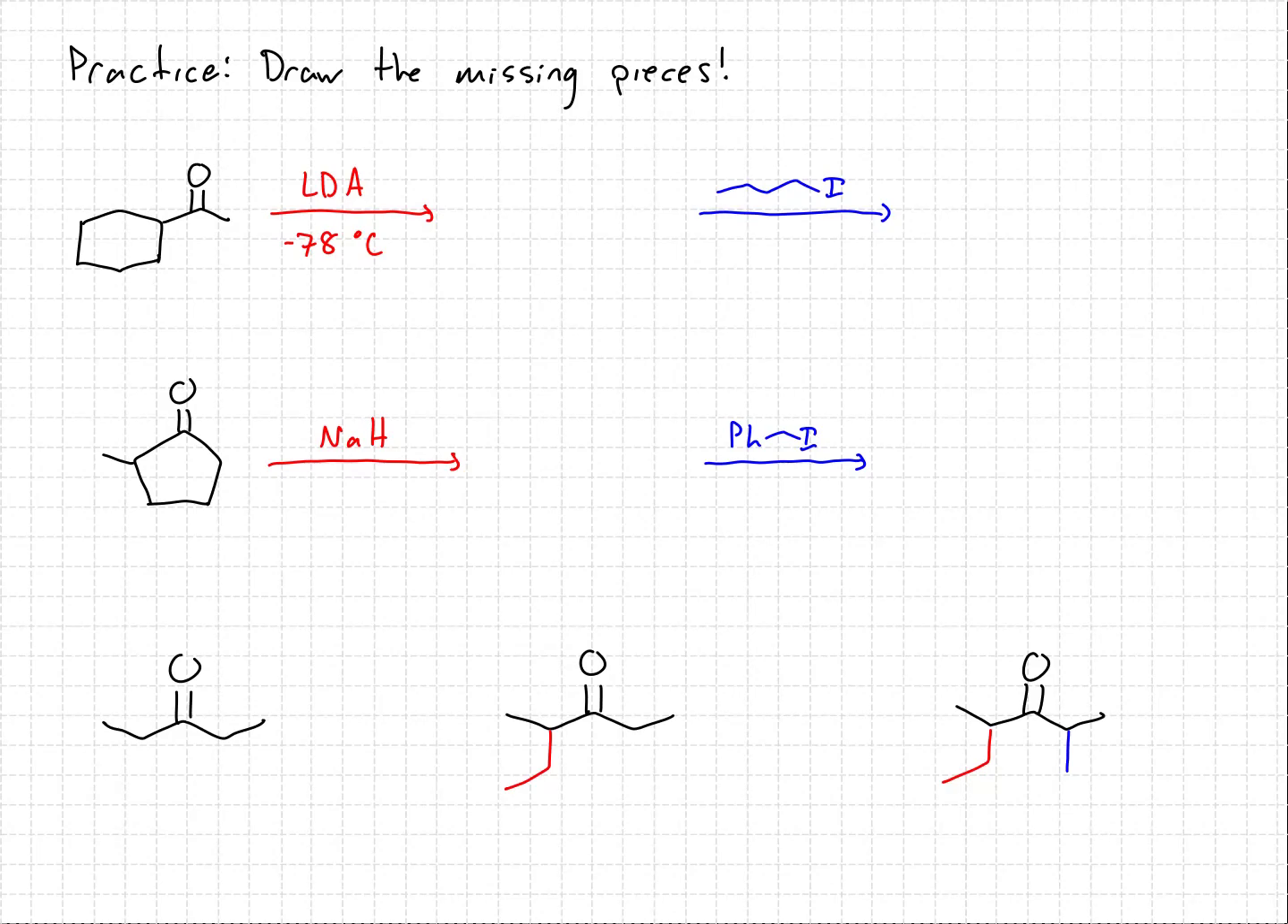And then finally, if I want to place two different alkyl groups on the two different positions of this ketone, what sequence would I need to add my base and my electrophile in order to get these two products? Take a few minutes to work through these and then we'll compare notes in a moment.